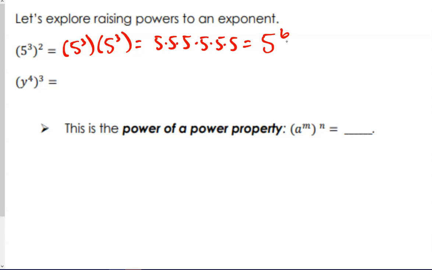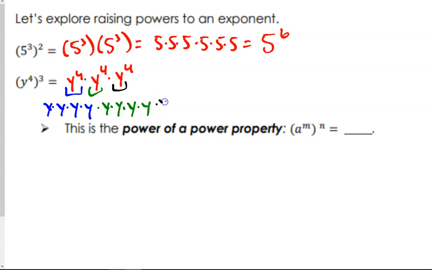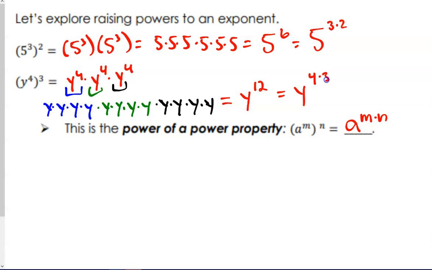Think about it. Our next one, we have y to the 4th cubed. So that means we have y to the 4th, we have it 3 times. So if I write all that out, so this one, 1, 2, 3, 4. All right, and then this piece, 1, 2, 3, 4. And then my last piece, 1, 2, 3, 4. How many total y's do we have? We have 12. So we have y to the 12th. So how did 4 and 3 become 12?